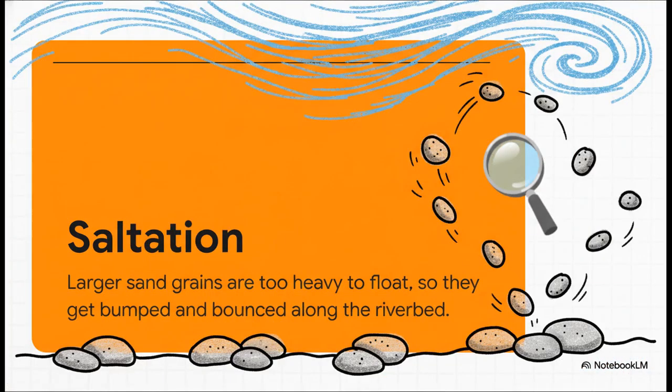Then you've got the bouncers. These are the bigger, sand-sized grains. They're too heavy to float, so they do this incredible dance called saltation. The current picks them up, they do a little hop, and then they fall back down. But when they land, they knock another grain of sand up into the flow. It's this amazing non-stop chain reaction of bouncing that moves just tons and tons of sand downriver.